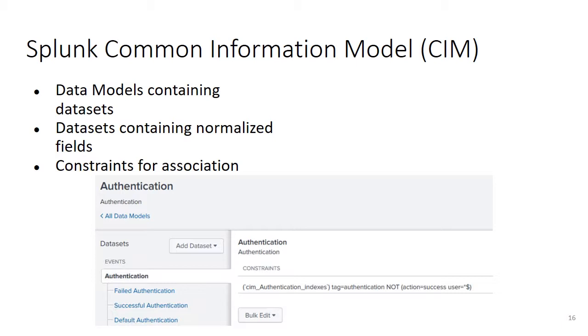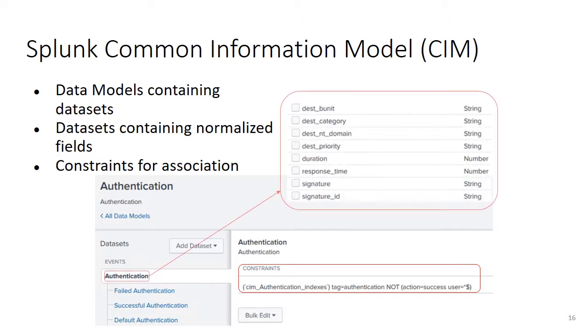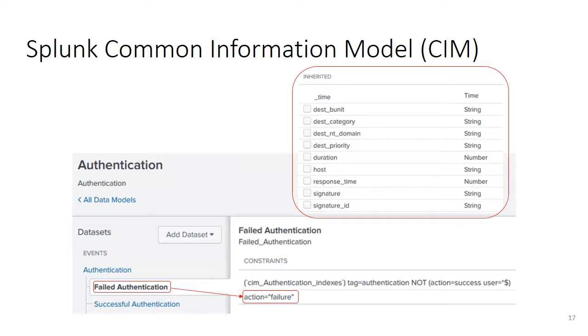So here's an example of an authentication data model and its datasets. The constraints section provides the SPL to filter down the sea of events into only what is applicable for the data model, and in this case, authentication logs. Shown here is the parent dataset, authentication, as it's also called, and its list of normalized fields. The child datasets, such as failed authentication, inherit all fields from the parent and may have additional fields and/or constraints specific to that dataset. So you can see here in this example, an additional constraint is action equals failure to further filter down the results to only failed actions when you're targeting the failed authentication data model.